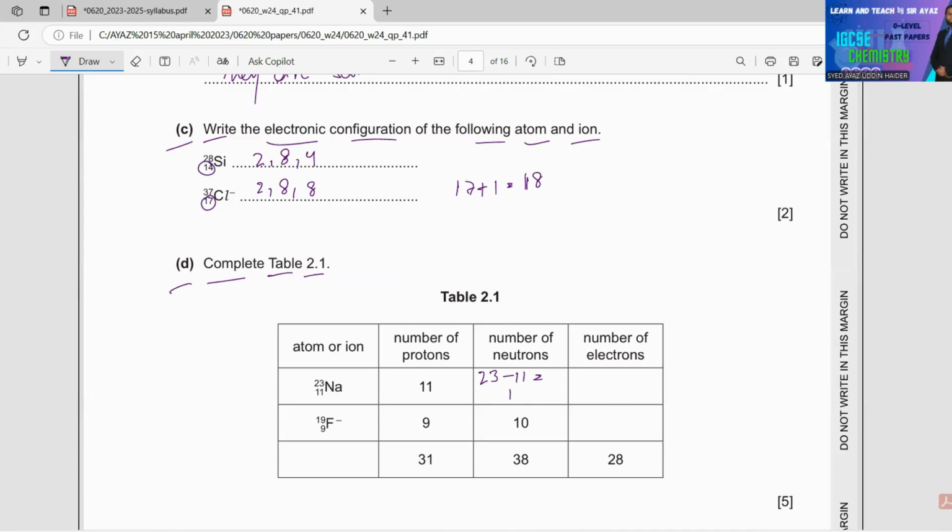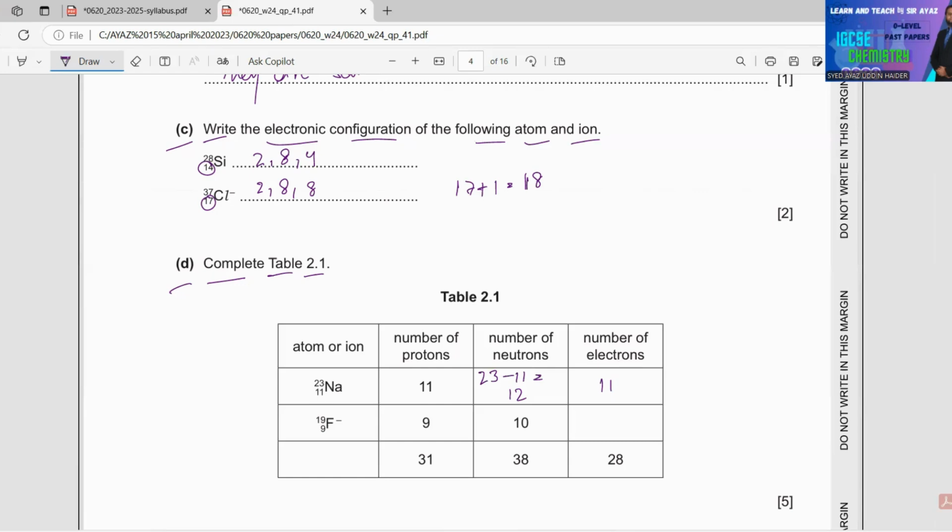It must be 12. What about the number of electrons? The number of electrons and protons are the same for a neutral atom, and there is no charge on Na. So it must have the same number of electrons. So 11 will be the number of electrons for this Na.